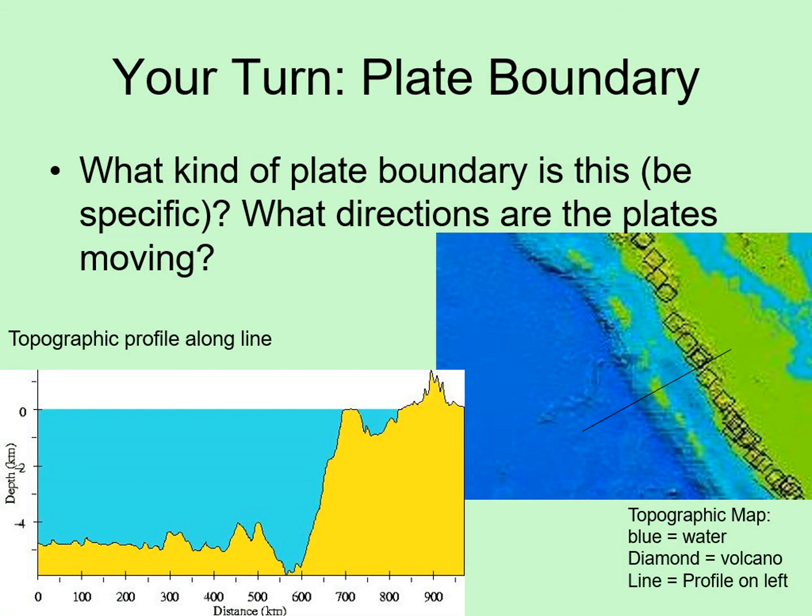Have a look at these two charts. The one on the top right shows a map of a plate boundary. Blue is water and green is land, with the deeper water showing a deeper blue color. The diamond shapes are active volcanoes, and the dark line cutting across the boundary is a region shown as a topographic profile on the lower left. This tells you how deep the ocean is or how high the land is along the dark line. So see if you can figure out what kind of plate boundary this is and what direction the two plates are moving. Make sure you explain your answers.